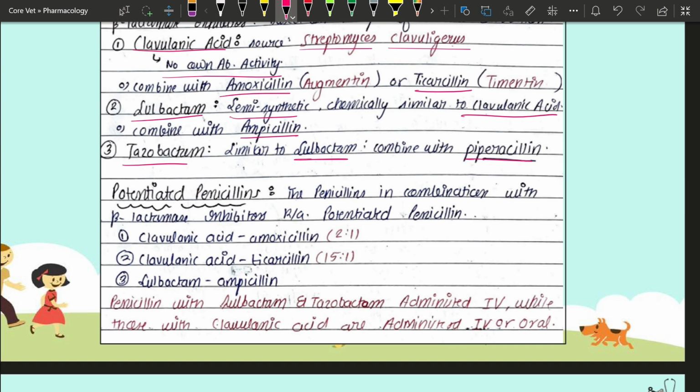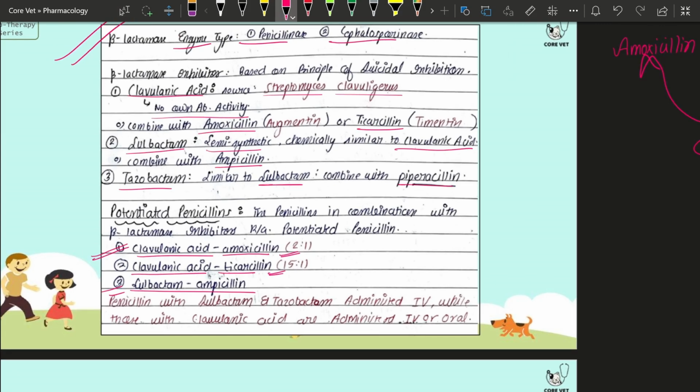Talking about the combinations, clavulanic acid is used with amoxicillin in the ratio of 2:1. Clavulanic acid and ticarcillin are used in the ratio of 15:1. Sulbactam and ampicillin are also used in combination to have a potentiation effect. Penicillins injected with sulbactam and tazobactam are administered through IV, while those in combination with clavulanic acid are administered either through IV or the oral route. I hope this penicillin topic is clear to you.